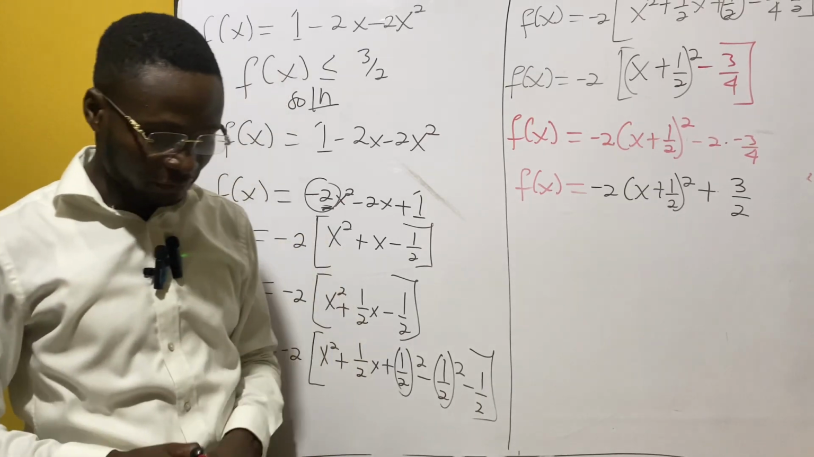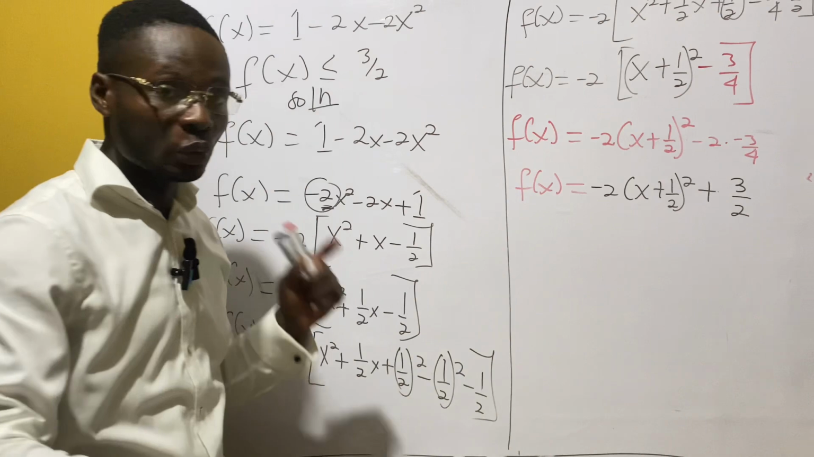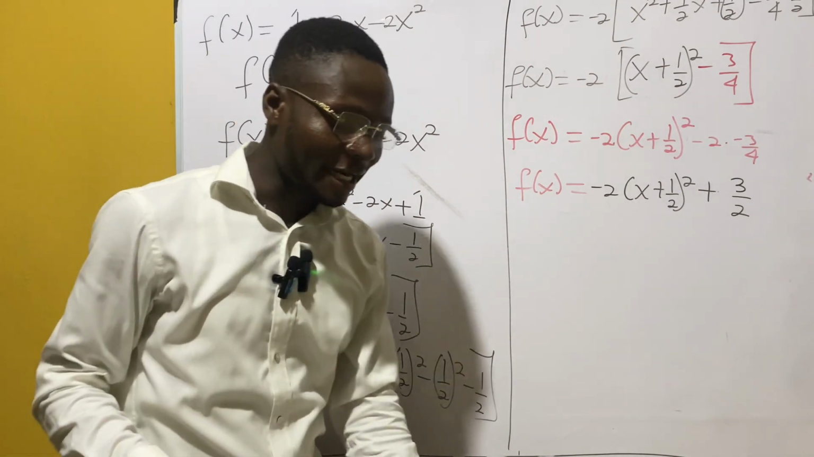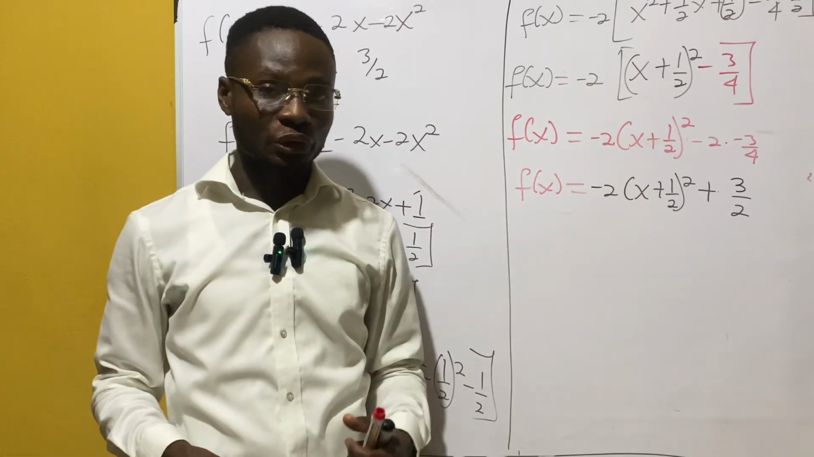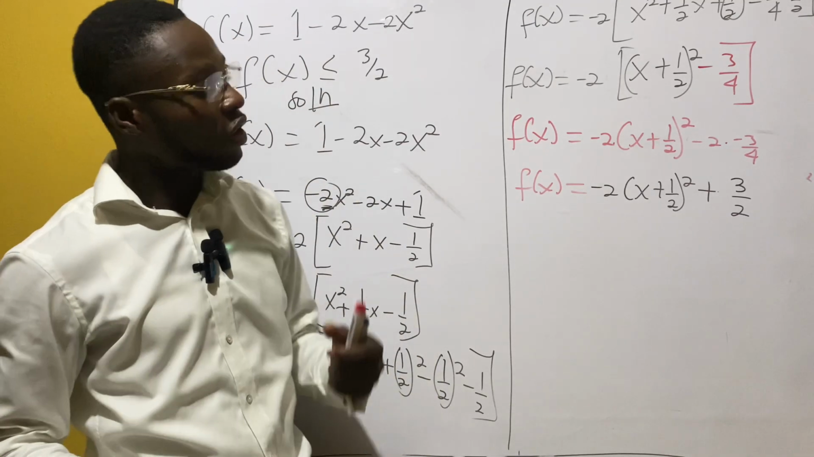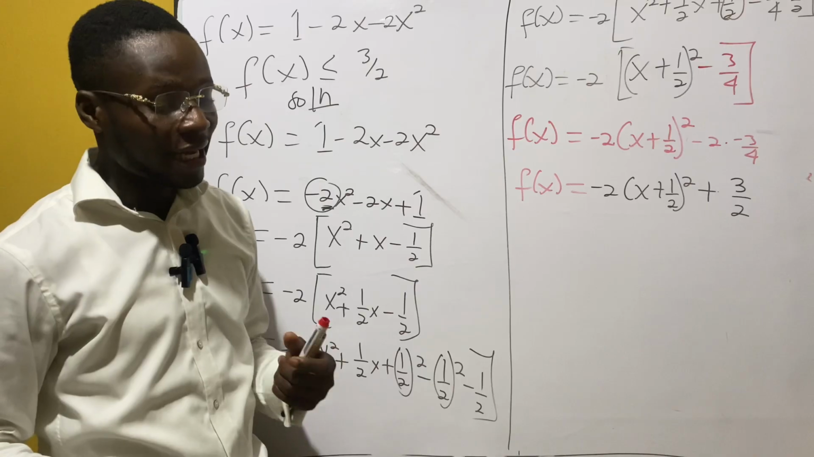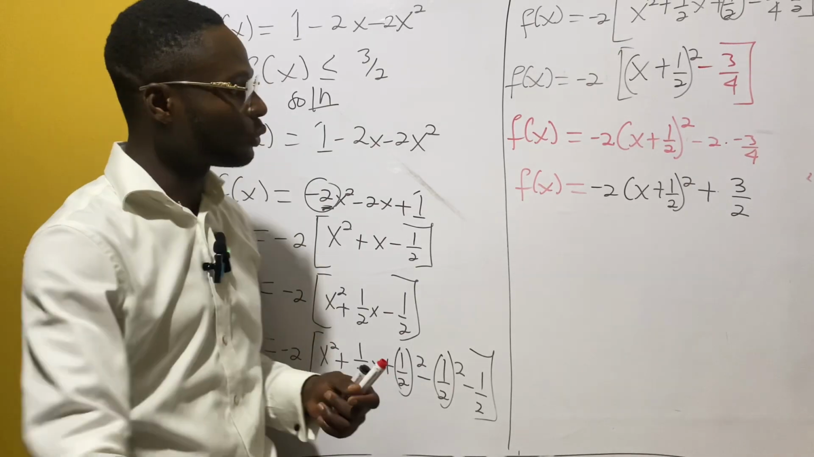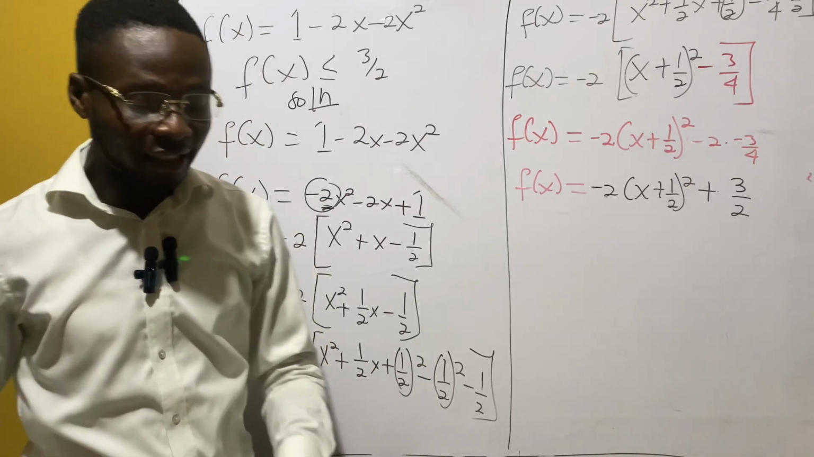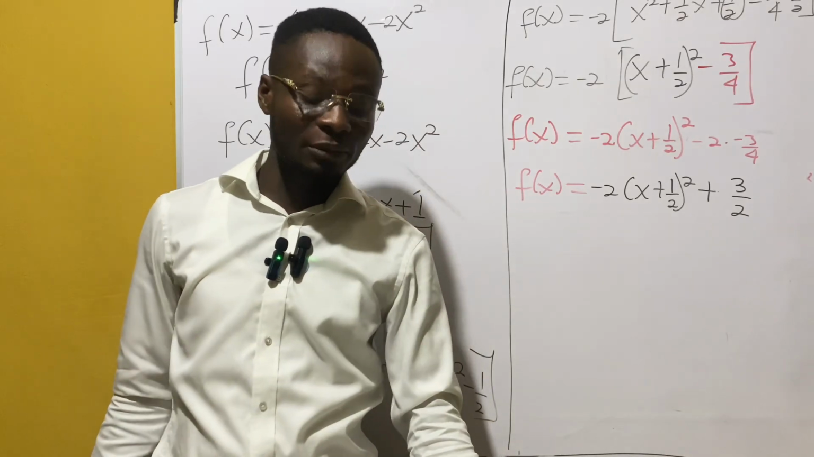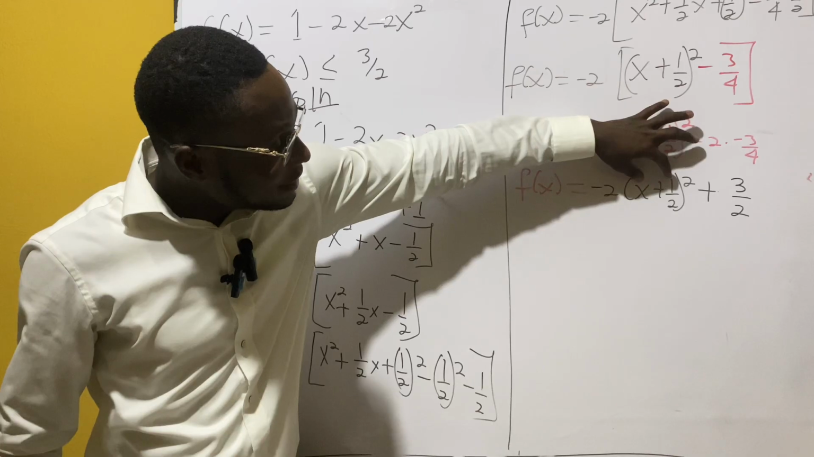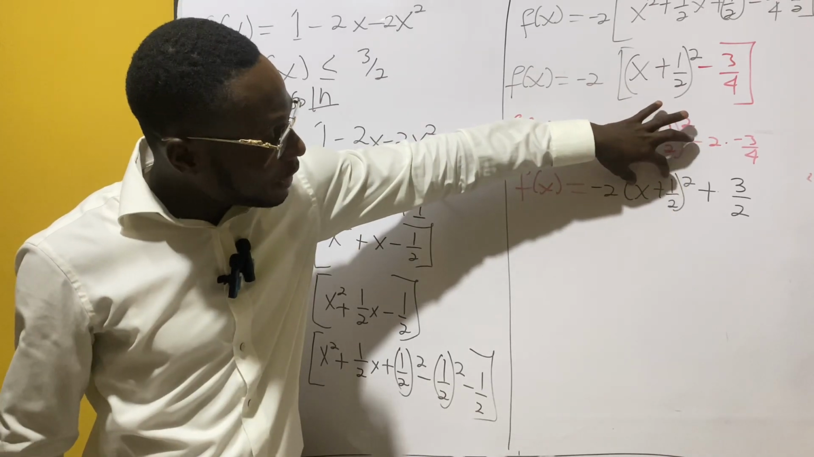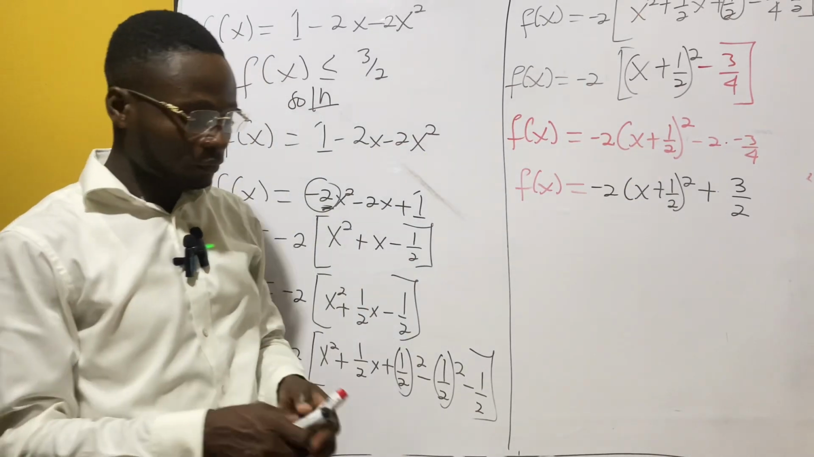So let's proceed from here. We have shown the first part. Now let's find the equation of the axis of symmetry and the turning point, right? So if you want to find the equation of the axis of symmetry, what we do is set this right here in the bracket to 0.